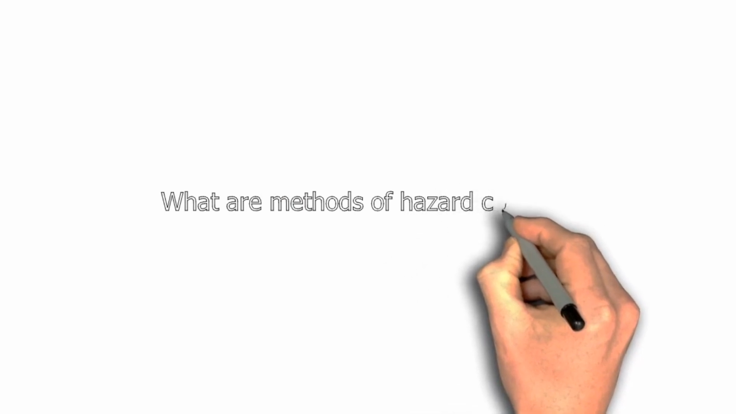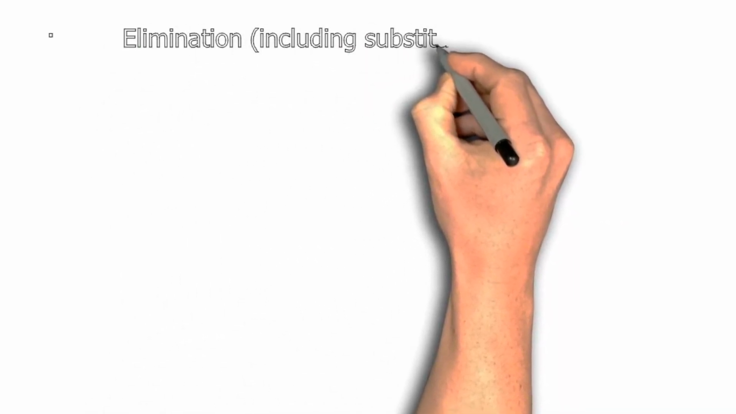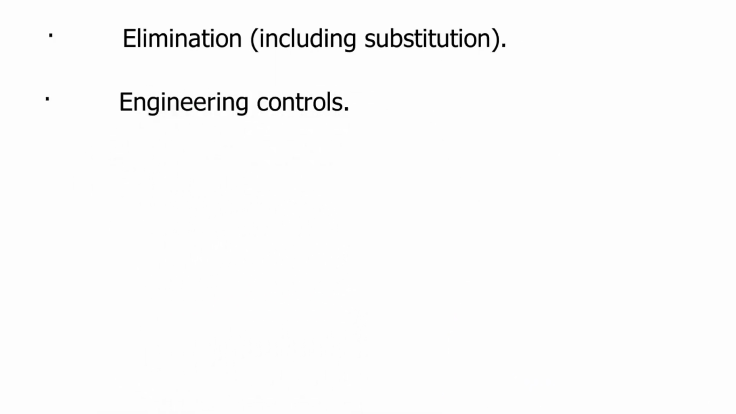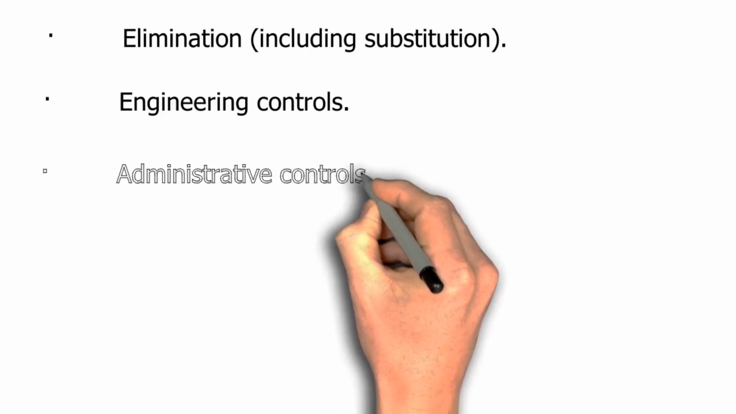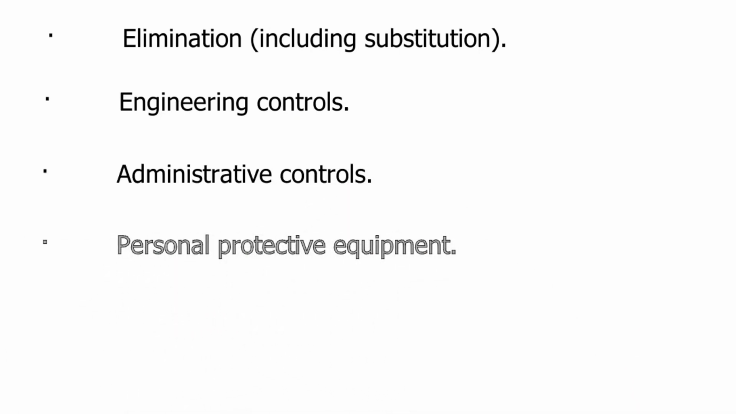What are methods of hazard control? Elimination, including substitution. Engineering controls. Administrative controls. Personal protective equipment.